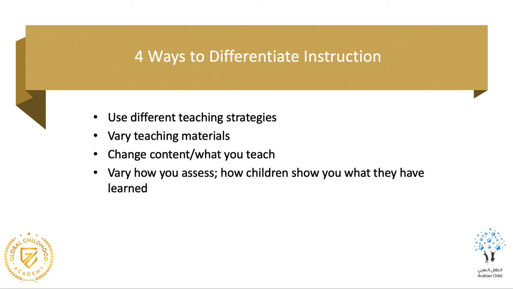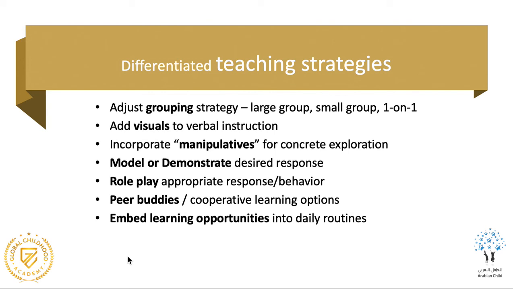There are also lots of different differentiation strategies that you can use, and one of them is that you can adjust your groups. You can segregate the kids into different groups. You can do the activity in a large group or a small group, or decide that this activity has to be done one-to-one. You can use visuals and verbal instructions. You can use manipulatives, right? Model or demonstrate something, role play. You can put buddies together, so you can put two kids together, not necessarily at the same developmental stage. You can mix and match so that a child is supporting another child. So building that social emotional skill and support and empathy, for example.